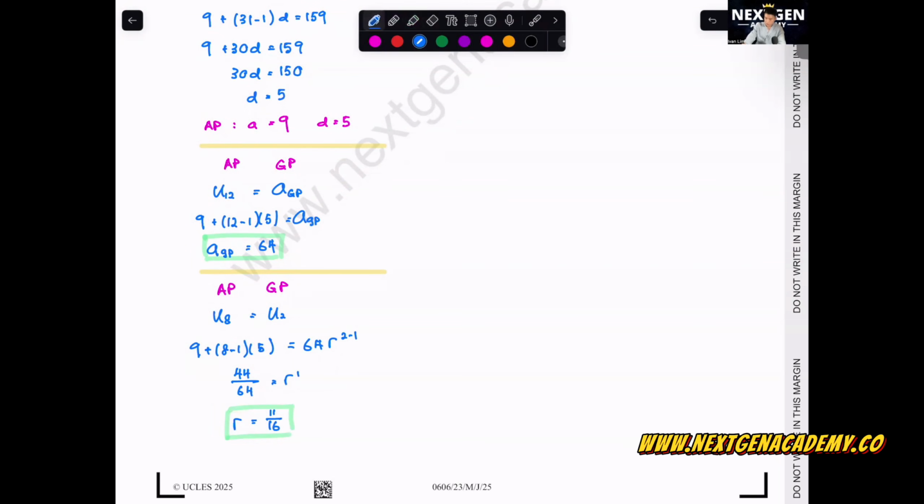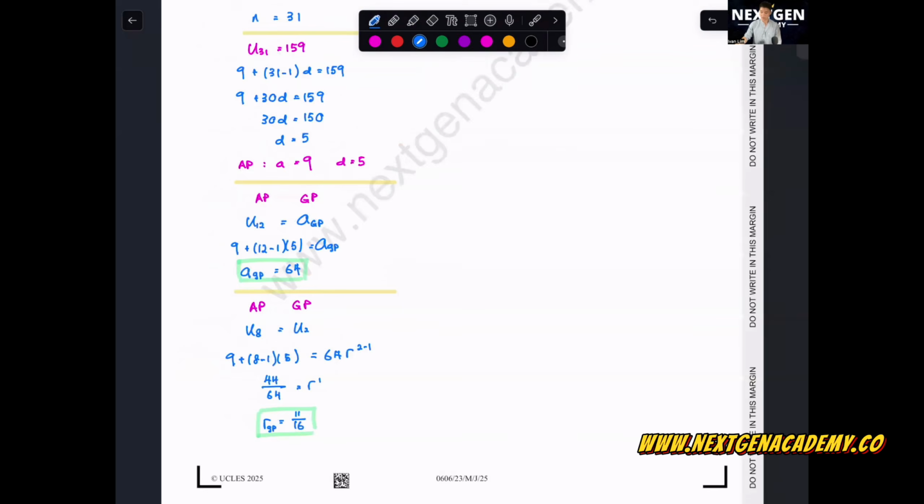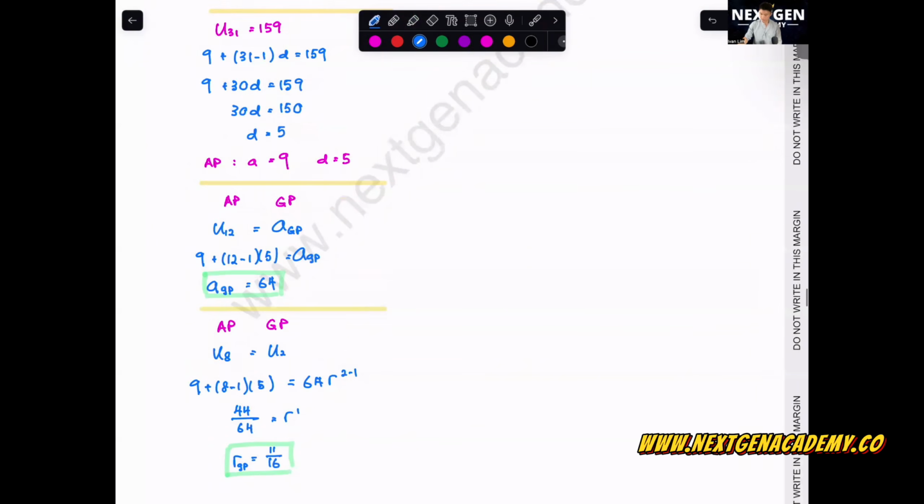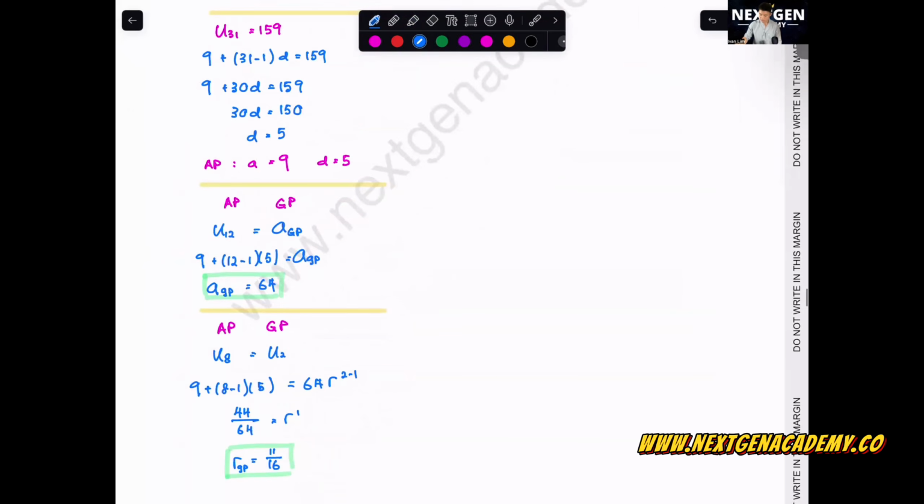So this is the R of the geometric progression and then the A of the geometric progression. It's basically just using all the formulas. Okay, the last and final one. Maybe we just write at the bottom here.